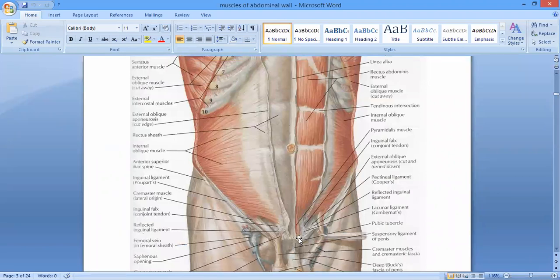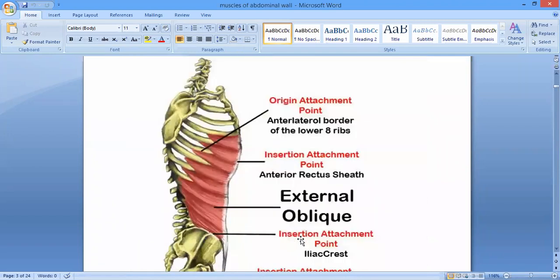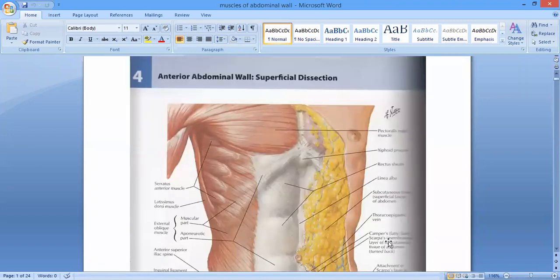Now we'll talk about these muscles one by one. First of all, we'll talk about the external oblique muscle.